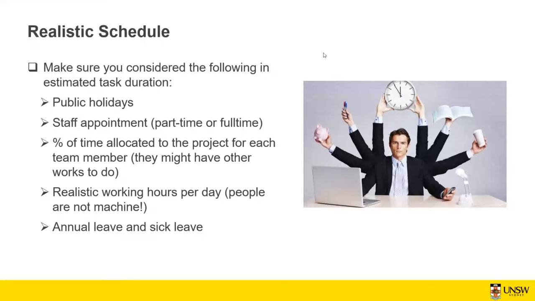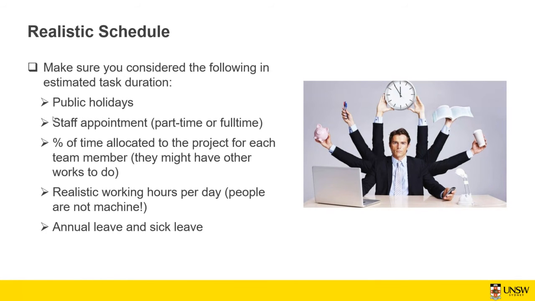So realistic schedule, make sure you consider public holidays. When you do the project planning, you need to have a look at the public holidays. For example, if your project is going to start in December and finish in April, you need to look at the public holidays during Christmas time and for how long the staff are not available, and also the annual leave or sick leave. If they are getting annual leave and sick leave, you also need to consider that.